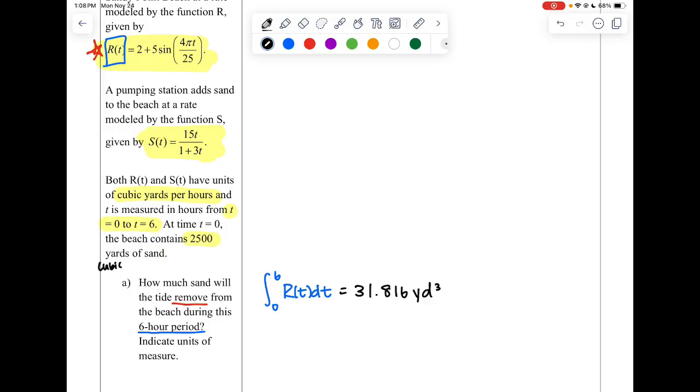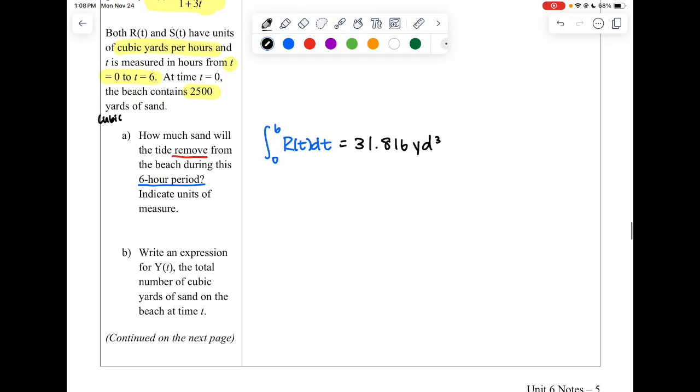All right, okay, so there we had it for the first one. So part B says we're going to write an expression for y of t, the total number of cubic yards of sand on the beach at time t. So what that means is that we're going to write an accumulation function. I want to take into account the fact that we're adding sand in, but we're also subtracting sand out, okay? And I also have to know that I have sand to begin with. I'm not starting from 0 sand.